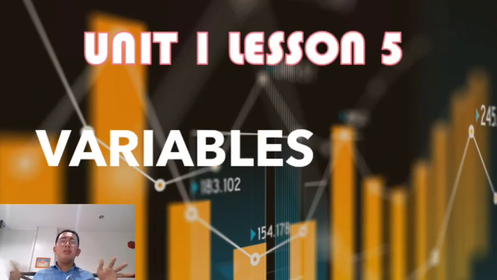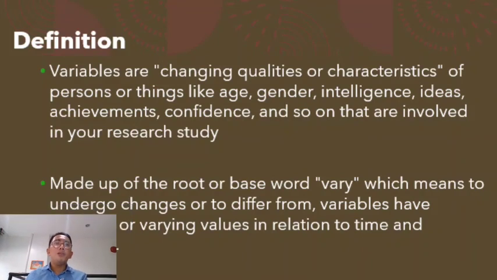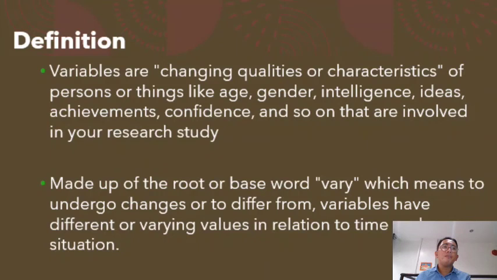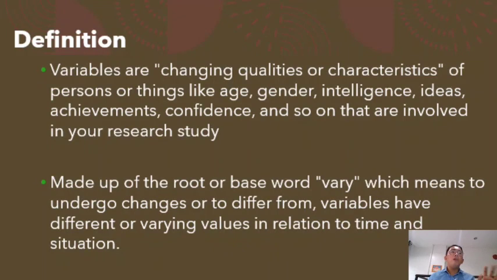Basically, the variables we will use in your research paper would be the independent and dependent variable. Variables, okay? Read along so that we'll have an idea of what it is. Variables are changing qualities or characteristics of persons or things like age, gender, intelligence, ideas, achievements, confidence, and so on.